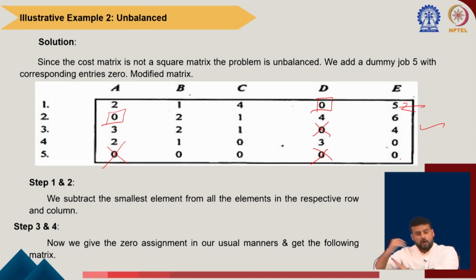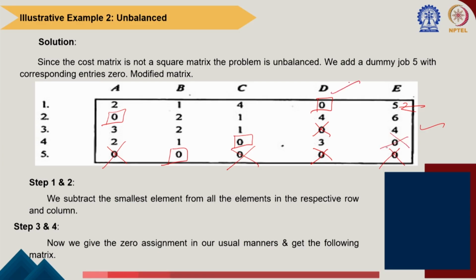Again, now we will go column wise. So column B, we have exactly 1 zero, we will make the assignment and we will strike off all the zeros in that particular row and column. Again, we will go for the next column C and we have exactly 1 zero, we will strike off all other zeros, done. So how many allocations are done? 1, 2, 3, 4. 4 allocations are done. And what is the order of the matrix? 5. It is less than the order of the matrix. That means this is not an optimal solution.